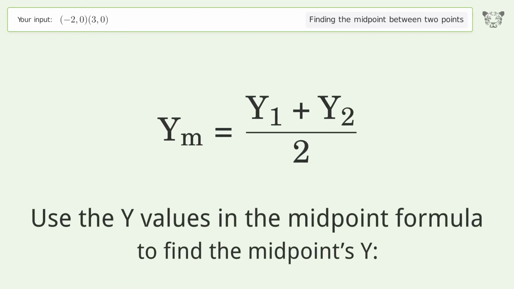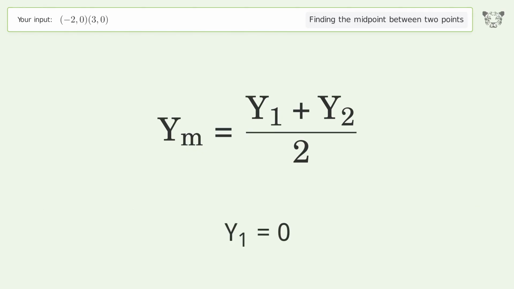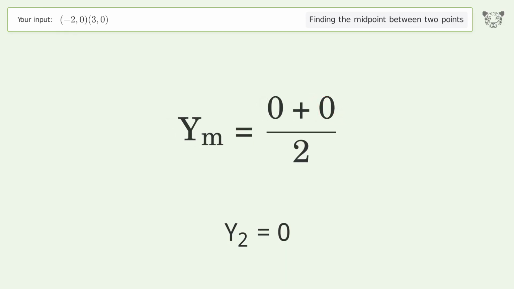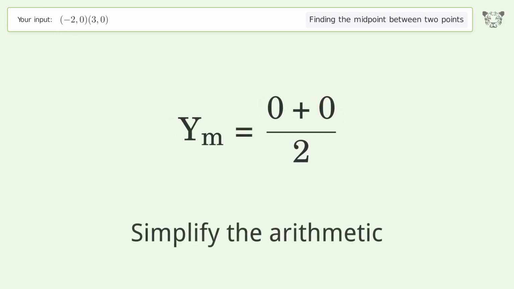Use the y values in the midpoint formula to find the midpoint's y. y1 equals 0. y2 equals 0. Simplify the arithmetic.